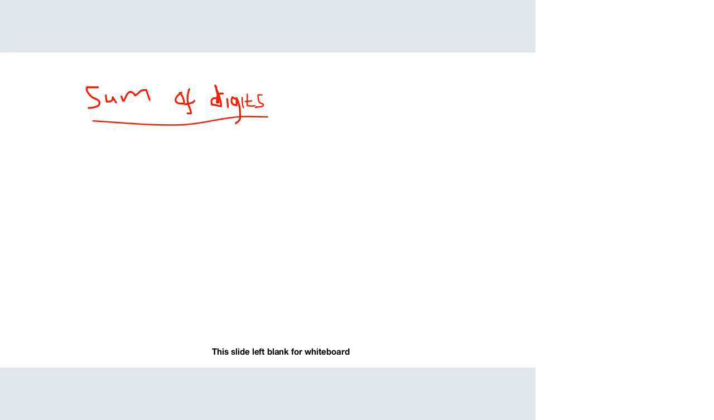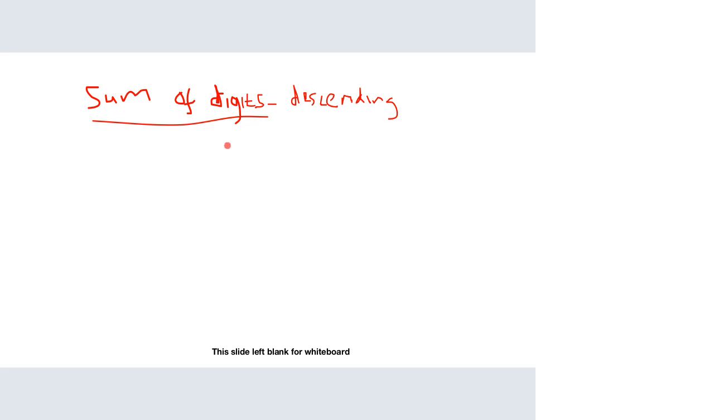Now in sum of digits, the hire purchase interest is apportioned to the digit assigned. It is apportioned to the digit assigned in descending order. I hope we can understand or we know what a descending order is.